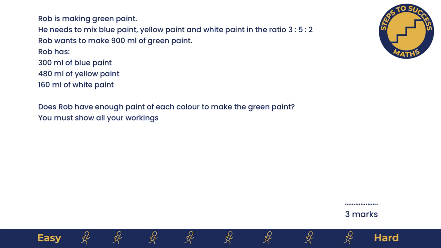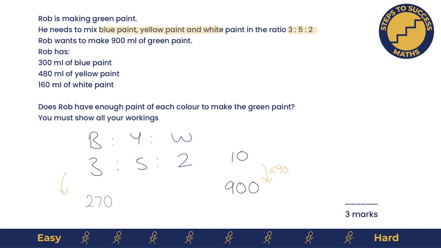So we've got the ratio blue to yellow to white, 3:5:2. And we want to make 900 mils. So really we've got 900 to share. So if we add 3, 5 and 2 up, we get 10, but we want to share 900. So that's 90 times as much, times 90. 3 times 90 is 270. 5 times 90 is 450. And 2 times 90 is 180.